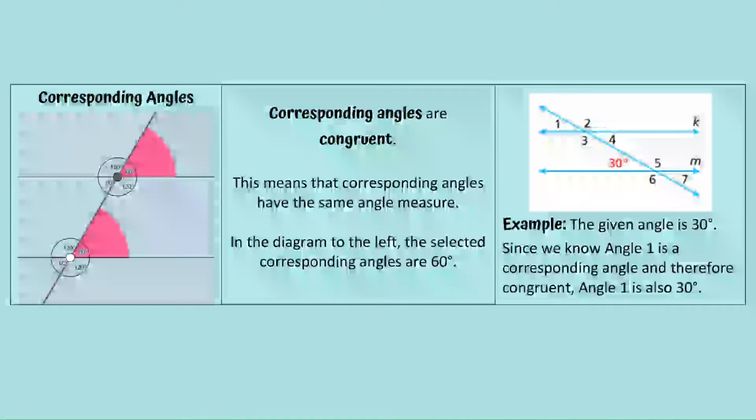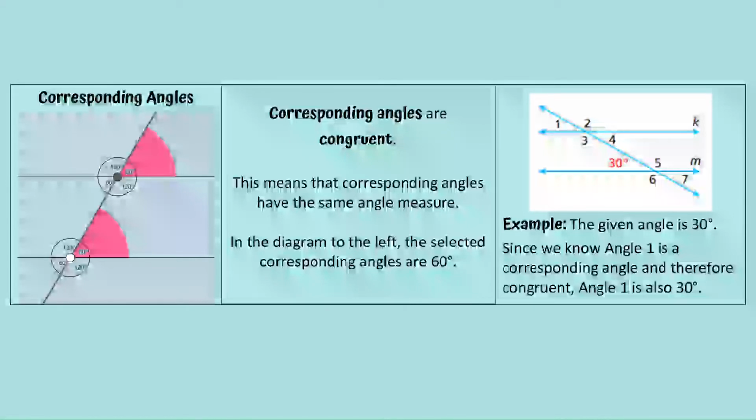Now, corresponding angles are congruent. What that means is that corresponding angles always have the same angle measure. That's the definition of congruent. So in this diagram, we see that the corresponding angles are both 60 degrees. They are congruent. 60 degrees is the same as 60 degrees.